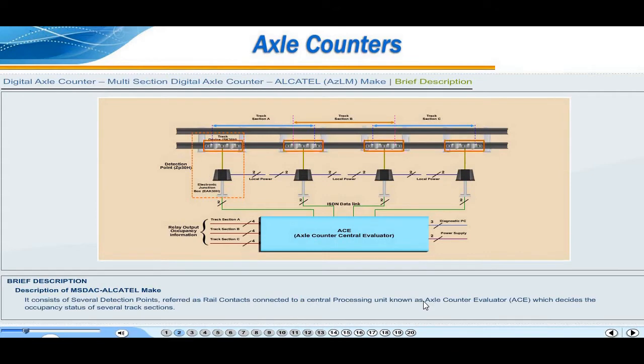It consists of several detection points referred to as rail contacts, connected to a central processing unit known as the axle counter evaluator, ACE, which decides the occupancy status of several track sections.